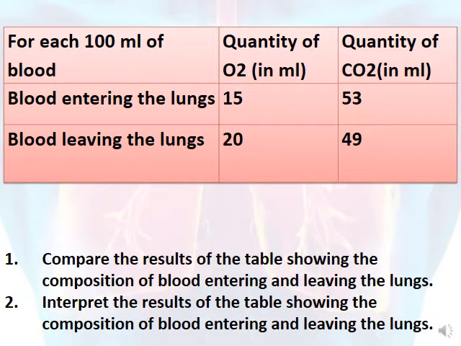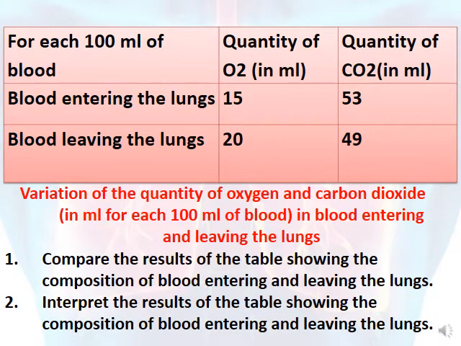Here we have this question, this application. In this table, we have the variation of the quantity of oxygen and carbon dioxide, which are the respiratory gases, in milliliters for each 100 milliliters of blood, in blood entering the lungs and blood leaving the lungs. Okay?